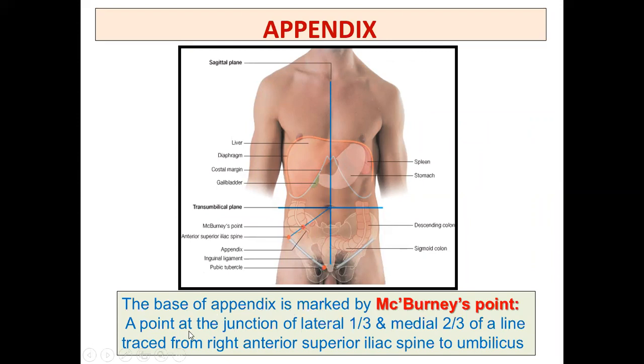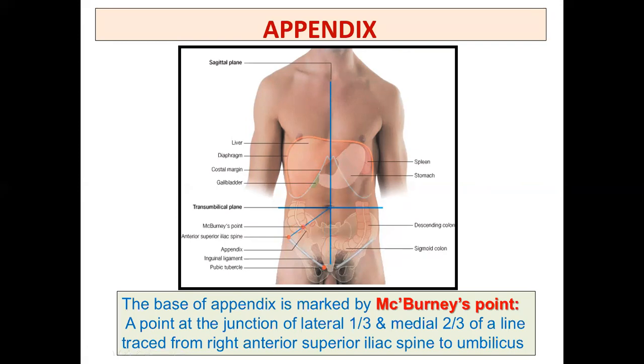Where is it? It is at the junction of the lateral one third and medial two thirds of a line traced from the anterior superior iliac spine to the umbilicus. Here there is a bony structure called the anterior superior iliac spine. You can easily feel your own. From there to the umbilicus, if you draw a line and divide it into three parts, the junction between the lateral one third and medial two thirds is McBurney's point.